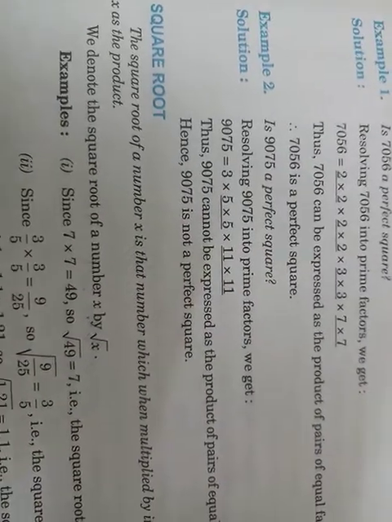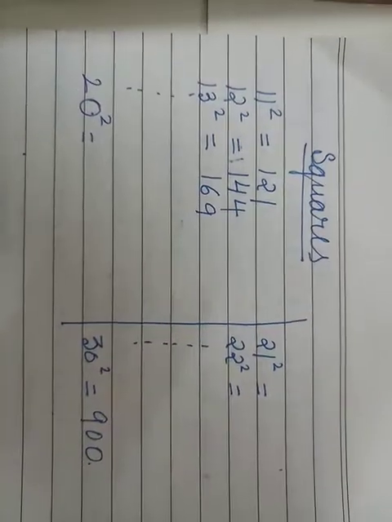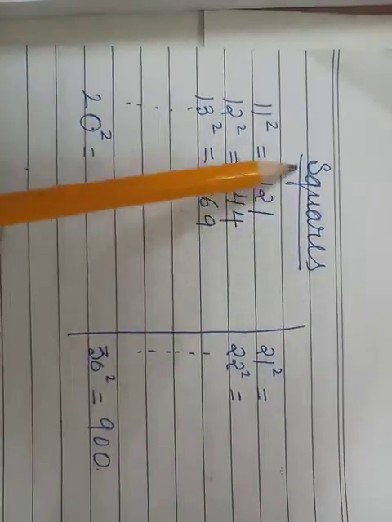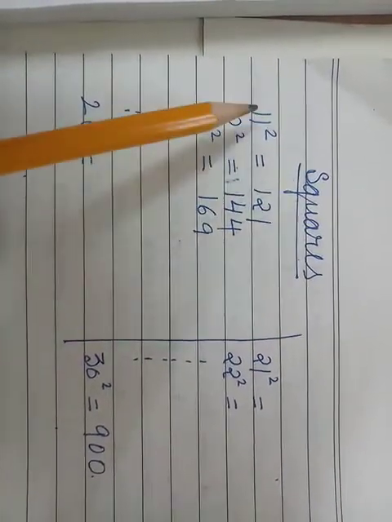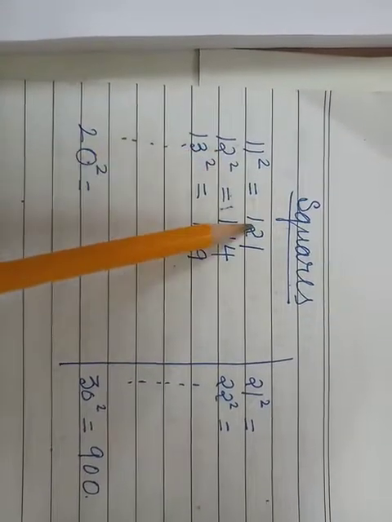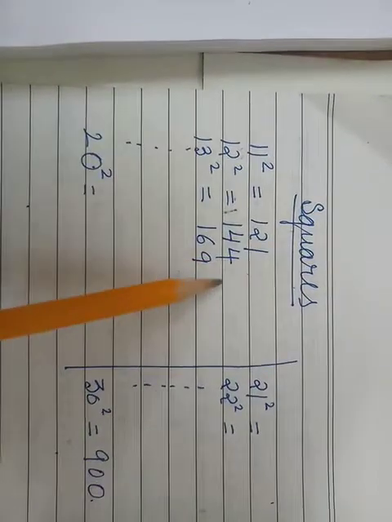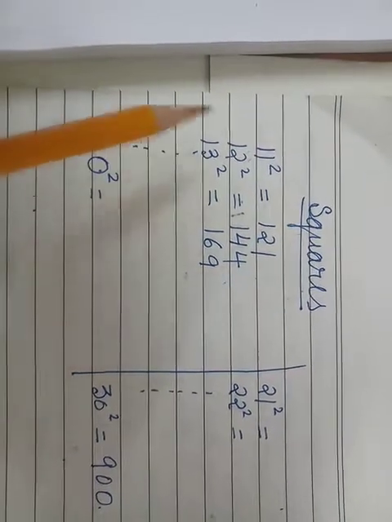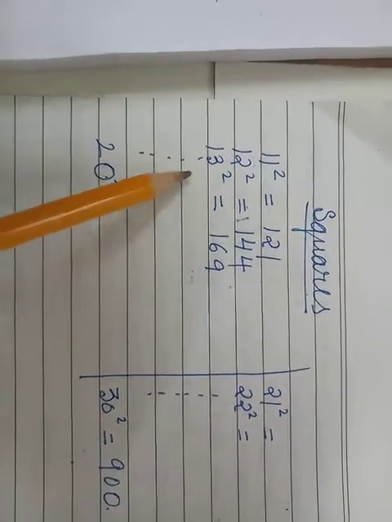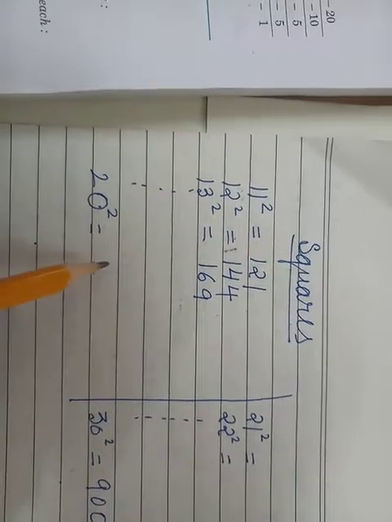Now I start with exercise 3a. Before we start with exercise 3 in the fair copy, students, first you'll write the squares of numbers from 11 to 30. How do we write it? 11 square is 11 into 11, that becomes 121. 12 square is 12 into 12, that is 144. 13 square is 13 into 13, that is 169. This we will continue writing up to 20 in the first column.